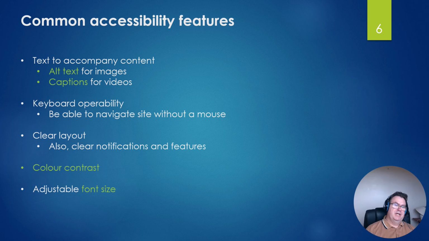Keyboard operability. So to be able to navigate the website without a mouse, for example, using the tab key, the alt key, page up, page down, the arrow keys, hopefully without getting stuck, confused, or frustrated by not being able to access certain parts. Clear layout, so things should be easy to understand. They should be as simple as possible. And also clear notifications and features. So when things have happened, you understand what's happened. You understand how to do things.